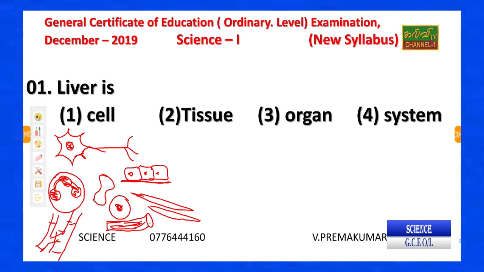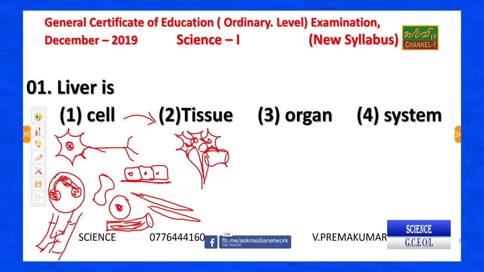When they are considered as a group of cells, for example, this is a nervous cell, and another nervous cell is here, the bundle of nervous cells. So when we consider the group of nervous cells, we can say that is nervous tissue.